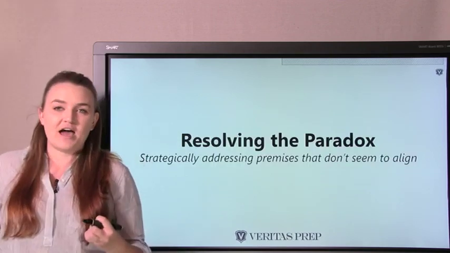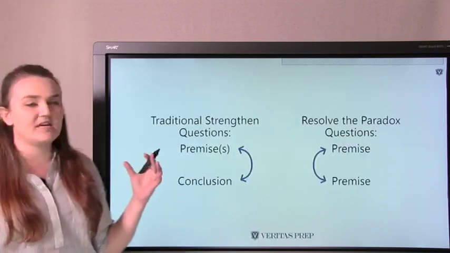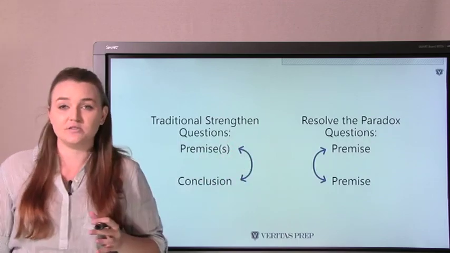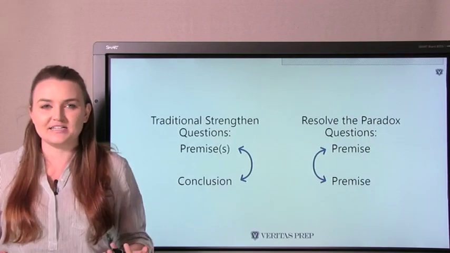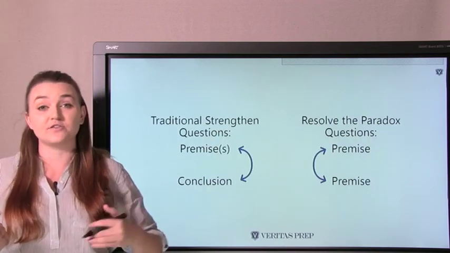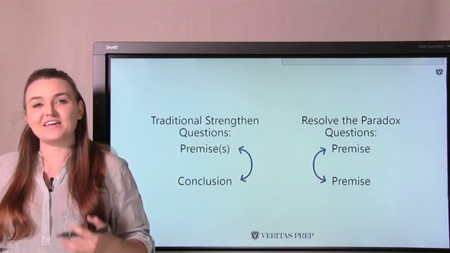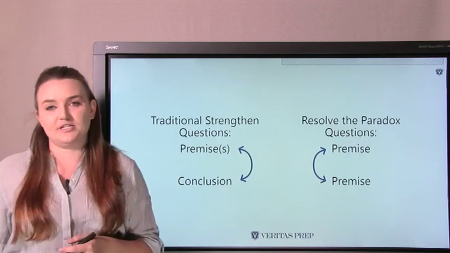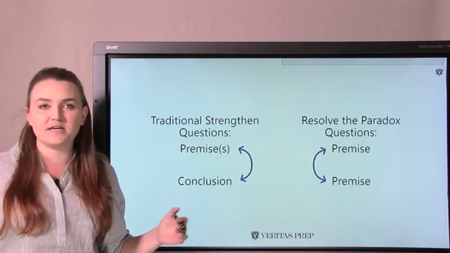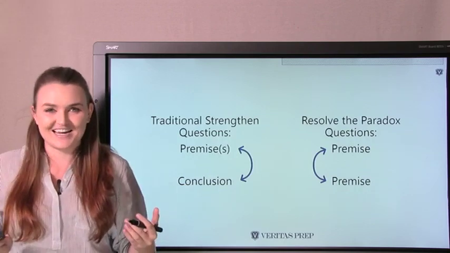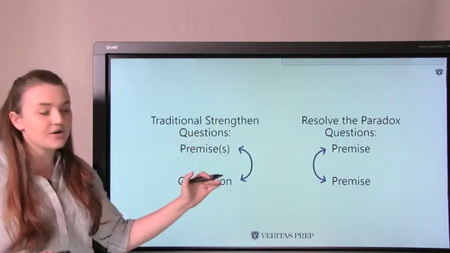And so with that in mind, the foundation that I want to begin with is the connection between resolve the paradox questions, where we're given two or more pieces of information that don't seem as though they align together, and we're tasked to bring a third piece of evidence, a third premise, into the mix to allow them to align. And the key here is that with traditional strengthen questions, we are connecting the dots between a premise or premises and the corresponding conclusion. Basically, strengthening the sense it makes to use the premises, or what you may know as evidence, to draw the conclusion we've drawn.